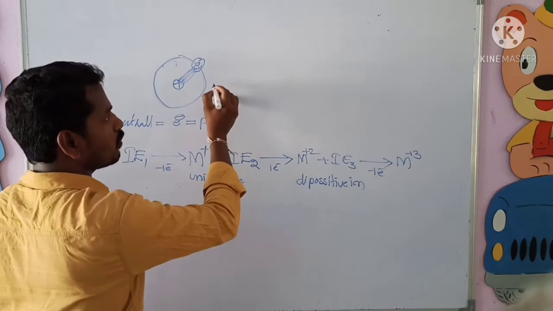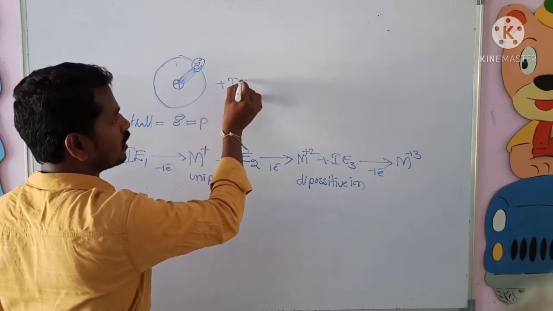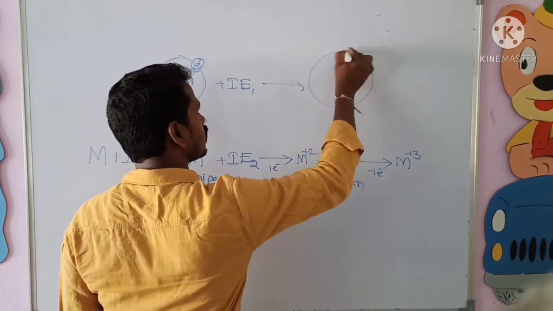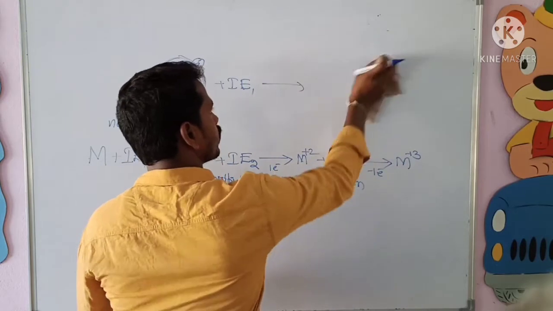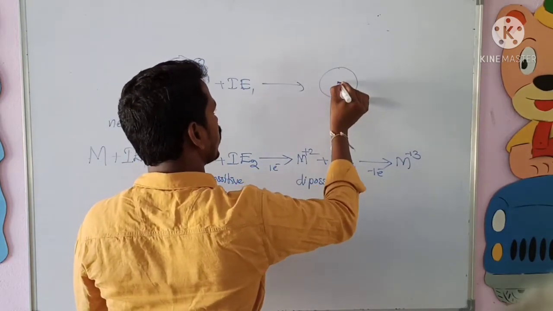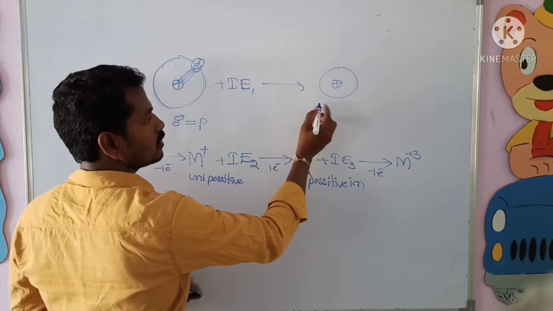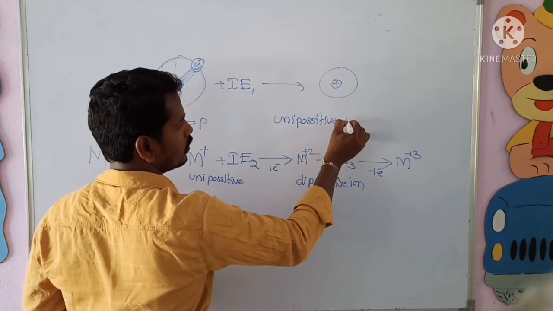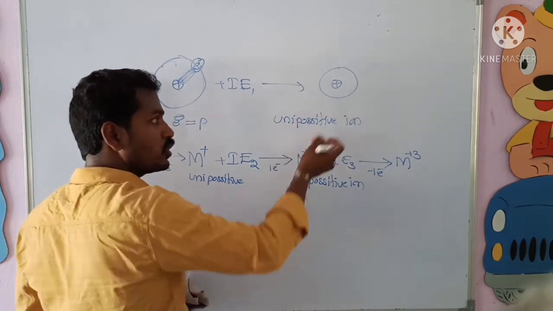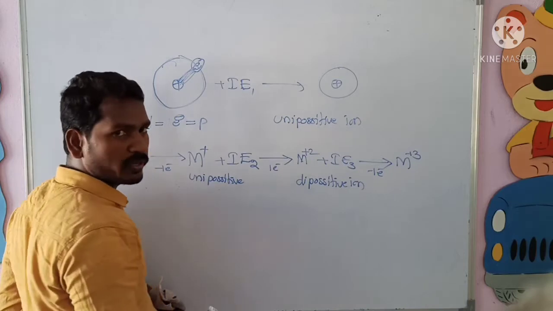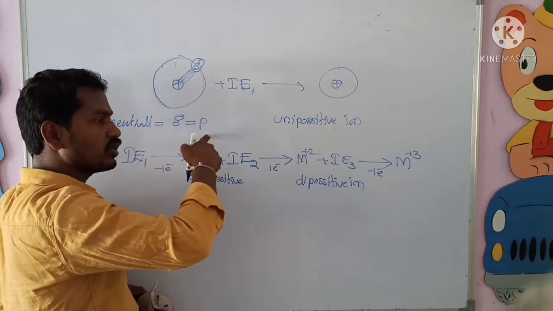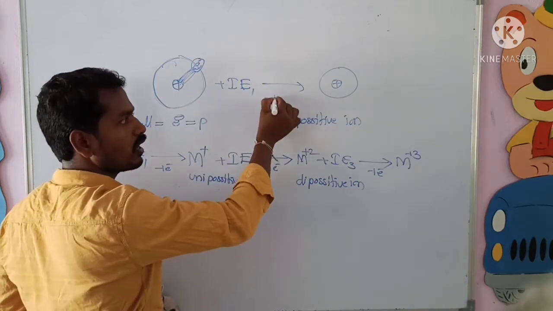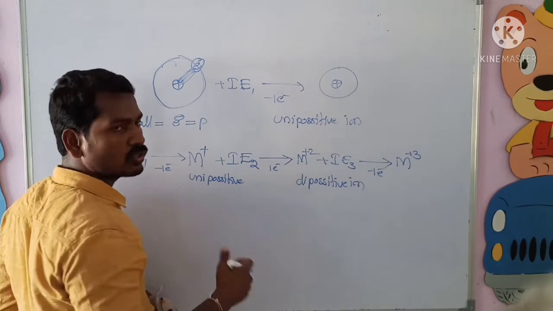But by applying a certain amount of energy, IE1, the atom will be termed as which one? A unipositive ion. What is the difference between neutral and unipositive? In neutral, the number of electrons is equal to the number of protons, but in unipositive, one electron is removed. By losing one electron, it is termed a unipositive ion.